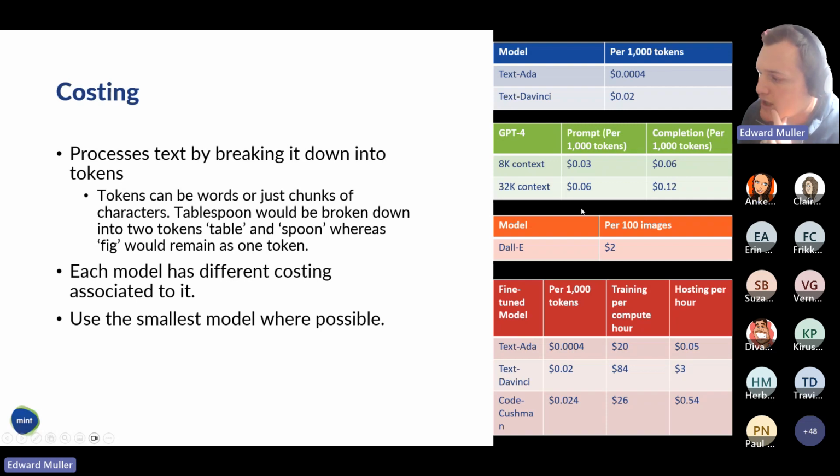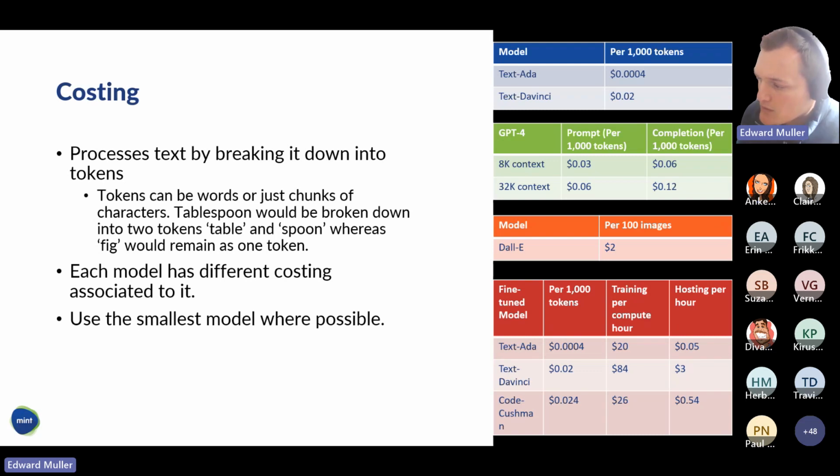Then for the DALL-E model, this is the image generation model. You can give it text inputs, and we didn't actually cover it in one of the previous slides, but you give it text inputs and it'll generate an image for you. This is $2 per 100 images that you are generating.